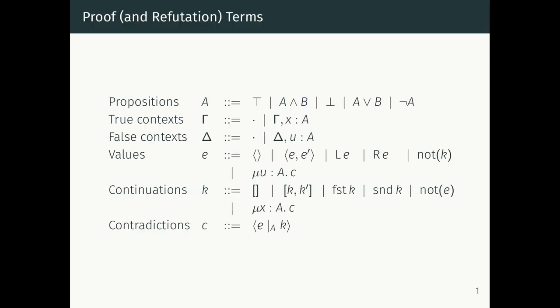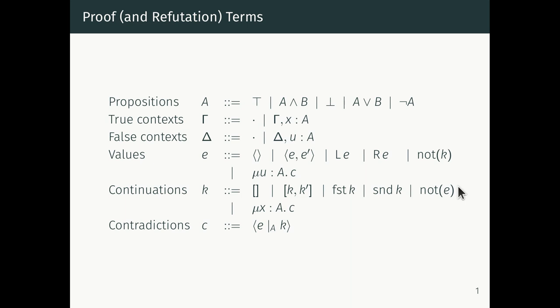So, to recall the system of proof and refutation terms that we had in the last lecture, we had the grammar of propositions corresponding to the propositions of classical propositional logic. So we have truth and conjunction, falsehood and disjunction, and negation. And then, in order to type check these propositions and their proofs and refutations, we had a judgment with a context of true hypotheses, things assumed to be true, and a context of false assumptions, or things assumed to be false. And so, to establish the truth of a term, we used values, which directly established that a proposition was true, and we also had continuations or refutations which directly established that a term is false.